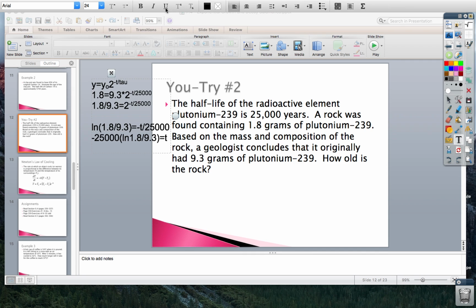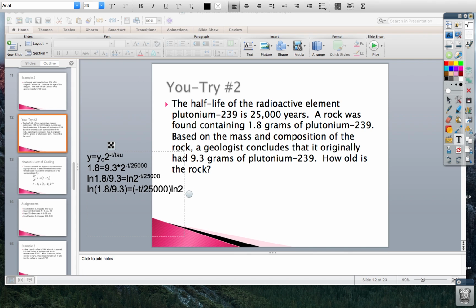Oh, sorry. When we multiply by ln to both sides, I forgot to write the ln here. So let's start back from the top. From here, we would have been left with ln 1.8 divided by 9.3 equals negative t divided by 25,000 ln 2.